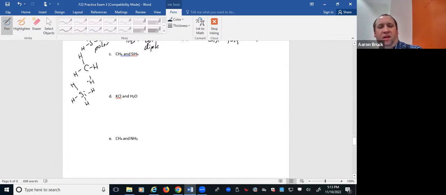Is methane polar? Now, I've got a tetrahedral. All four of the bonding positions are all the same, non-polar. What about in the silane? Is there polarity there? No, same reason.